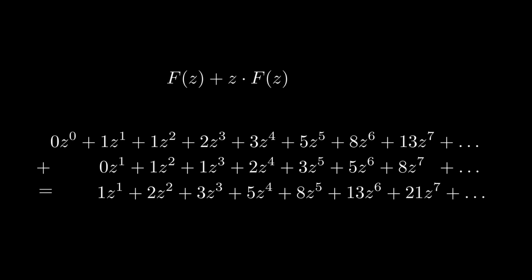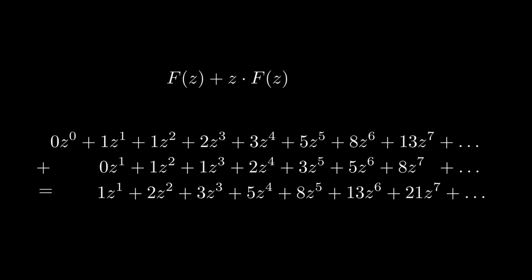The coefficients are Fibonacci numbers. And this should make sense. At all but the z to the 0th term, we've added together two consecutive Fibonacci numbers, so we should expect to see another Fibonacci number. However, this isn't exactly the original series. We're missing one of the 1s, and everything is shifted over by 1.